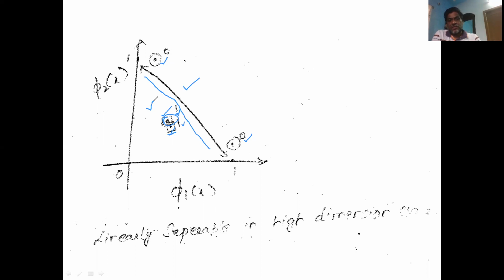Okay. So what happened here? We failed to separate the input patterns when they are in low dimensional space, but we are able to separate them with a straight line when they are transformed to a high dimensional space. So that is what our Cover's theorem mentions, and it is proved now with the help of an example also. Okay.